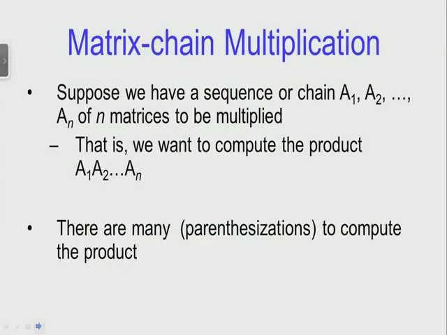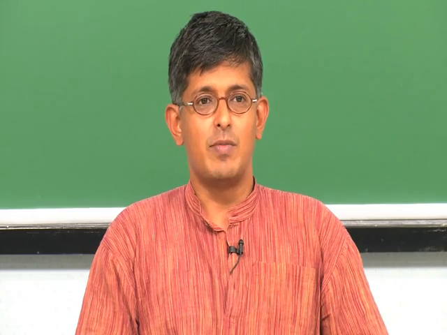Today we are going to study a second problem which is solved using the method of dynamic programming. This problem is called the matrix chain multiplication. The problem is that we are given a sequence of matrices that can be multiplied. So, A1, A2 up to AN are n matrices which are given, and our aim is to compute the product of these n matrices. Let us assume that the product can be performed. In other words, the orders of the matrices are appropriately given.